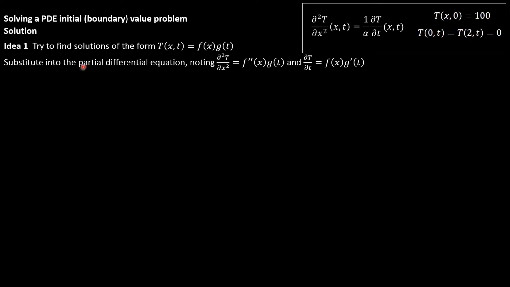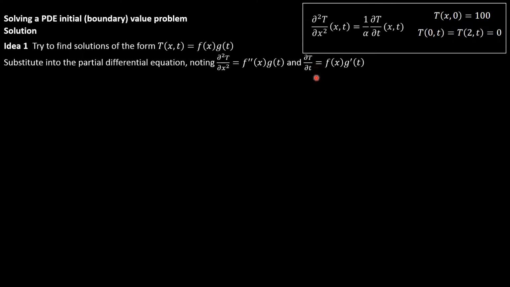So we substitute this guess into our differential equation, and notice that the partial derivative of this function, which is f of x times g of t, with respect to x, well, here we have a function of x and here we have a function of t. So to differentiate twice with respect to x just means you end up taking 2 derivatives of f, but the function g of t isn't affected since there are no x's here.